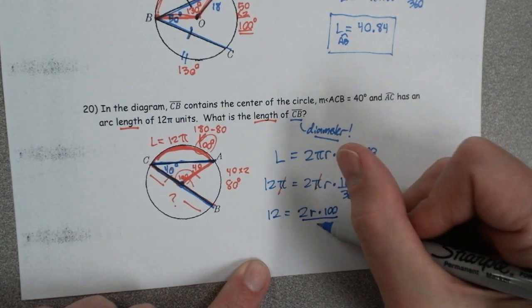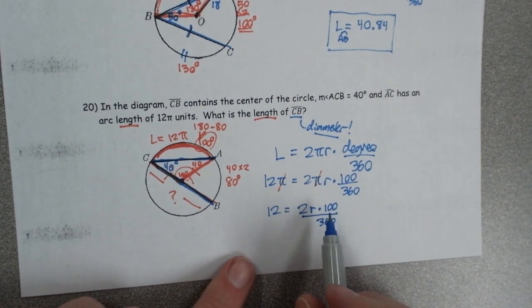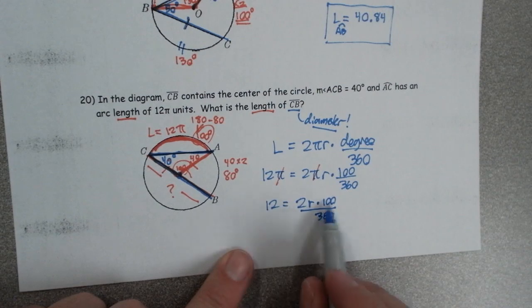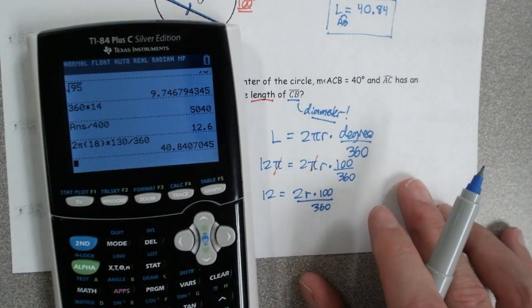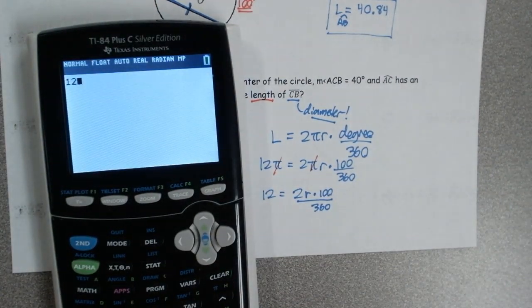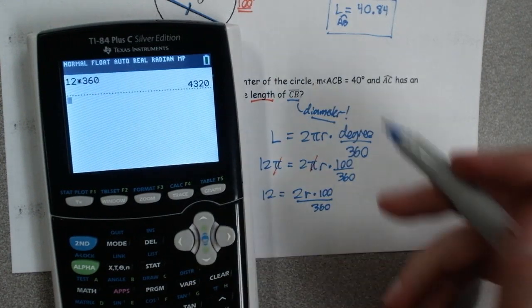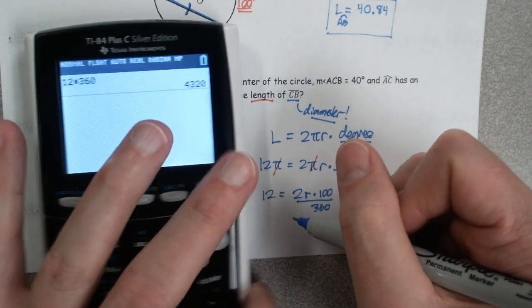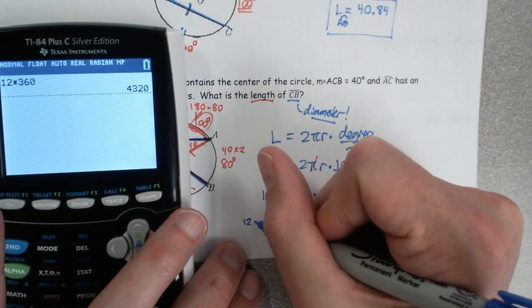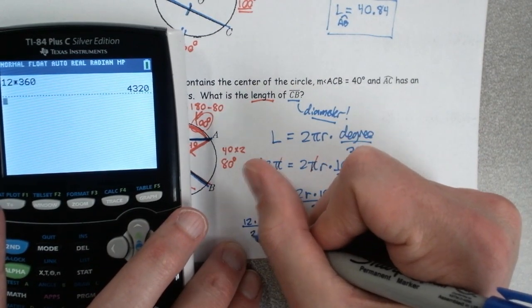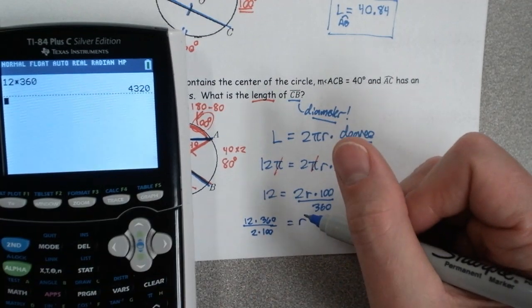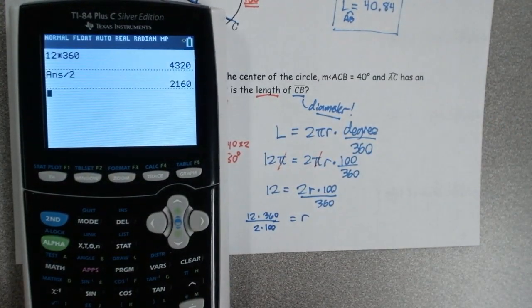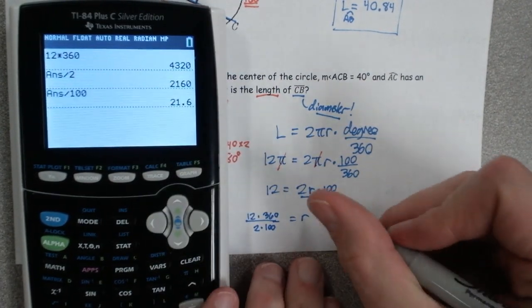I guess I can put that all over as one fraction. Regardless, I want to multiply by the 360, divide by the 2, divide by the 100 to get the radius. So you can do all that in as many steps or as few steps as you want, okay? I tend to just combine it all at once. So do 12 times 360 divided by 2 divided by 100. So my radius is 21.6.